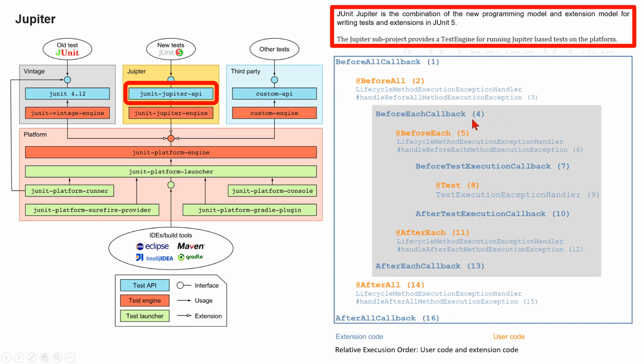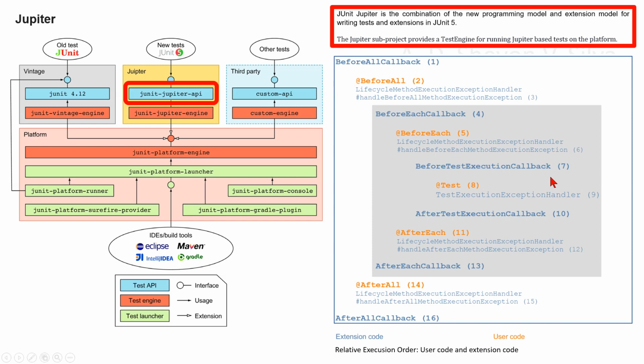Step 4, interface org.junit.jupiter.api.extension.BeforeEachCallback. Extension code executed before each test is executed. Step 5, the annotation org.junit.jupiter.api.BeforeEach. User code executed before each test is executed.